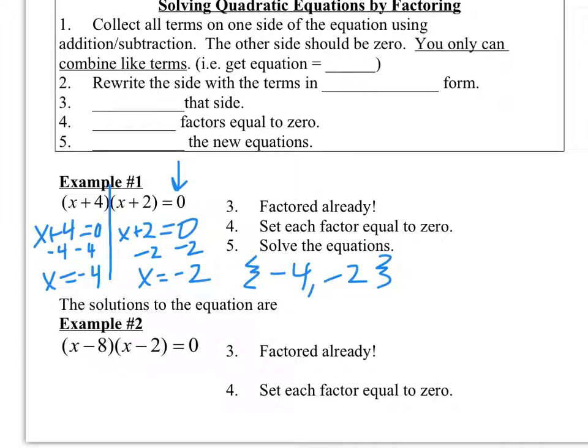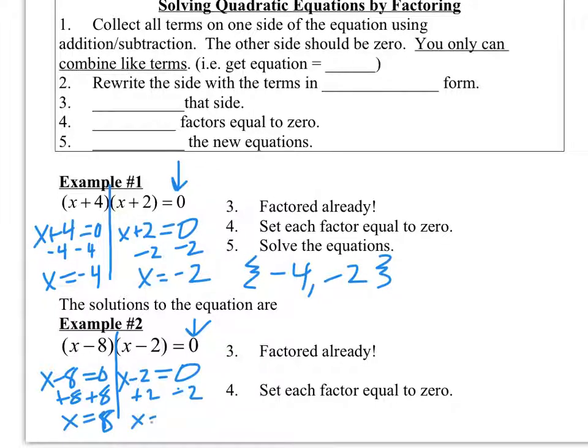In example 2, it's already equal to 0, and it's already factored. It's rewritten as multiplication. So we split, set equal to 0, and solve. So we're going to add 8, x equals 8, and then we add 2, so x equals 2. So my two solutions are 2 and 8.